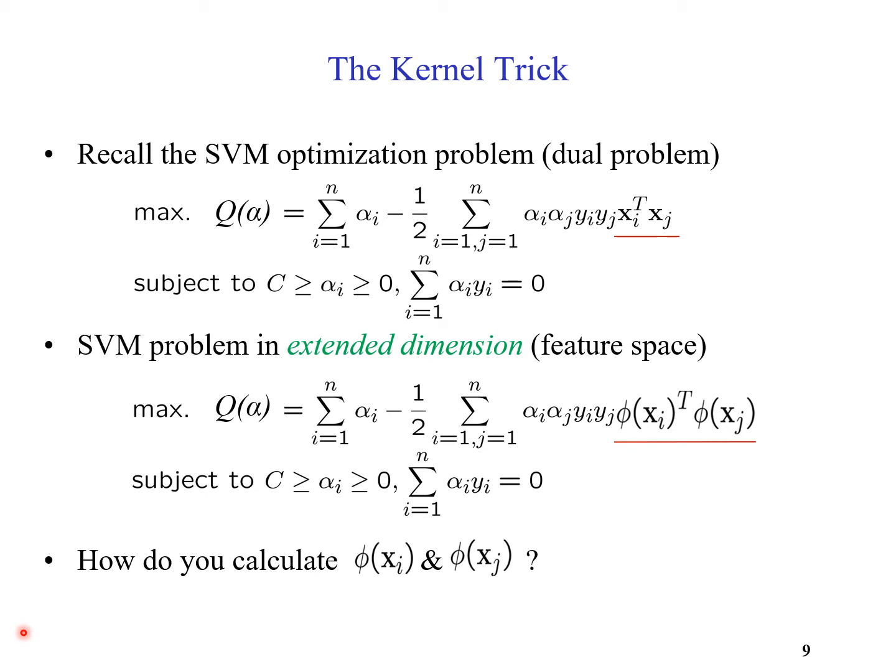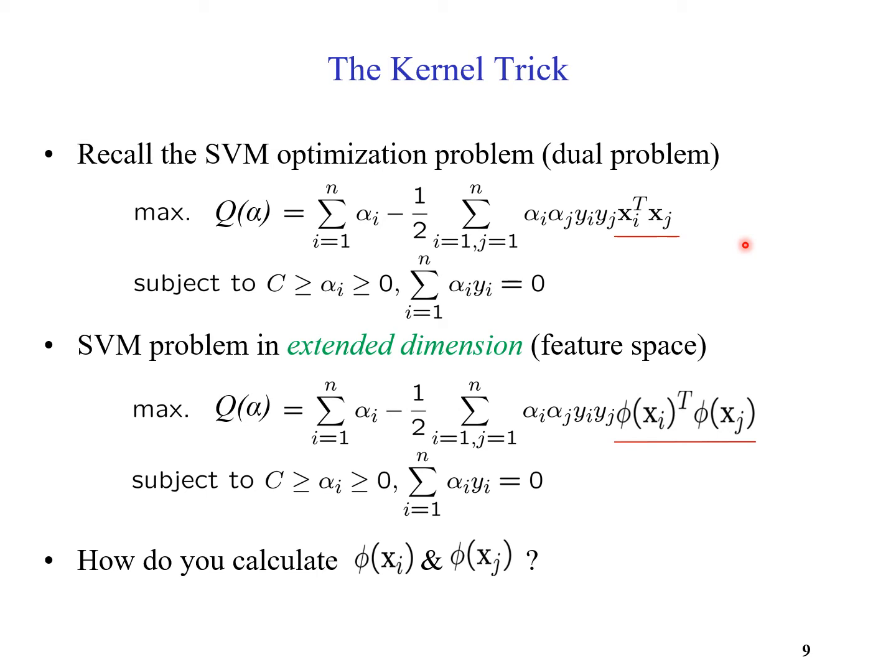So let's take a look. This is the dual problem, and this is the linear case. In the nonlinear case, the idea was what? We map the original data to a higher dimension, and then in the higher dimension, we find the linear classifier there. That's the basic idea of nonlinear SVM.